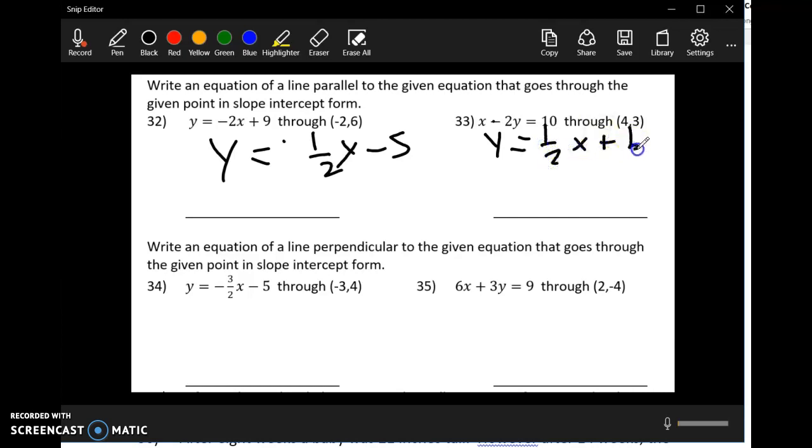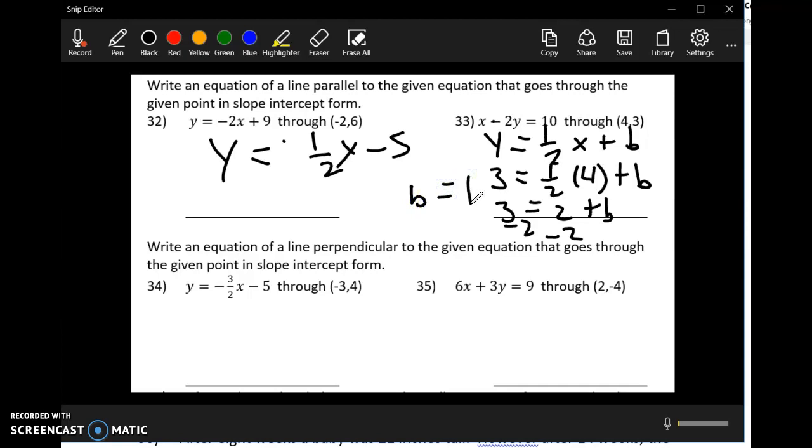And so when I write this, I'm going to write that I have y equals 1/2 x plus b. I'm going to plug in my y, which is 3, and my x, which is 4. And I'm going to get that 3 equals 2 plus b. And I'm going to subtract 2 from both sides and get b is equal to 1, which means my equation for this one is y equals 1/2 x plus 1.